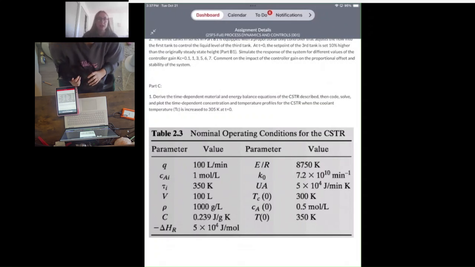I'm going to be doing homework 1 part C. It says derive a time-dependent material and energy balance equation of a CSTR. Describe, then code, and solve a time-dependent problem with the concentration and temperature profiles for the CSTR when the coolant temperature Tc is increased to 305 Kelvin at time 0. And then we have the information they give us.